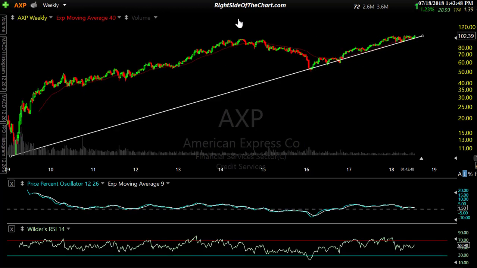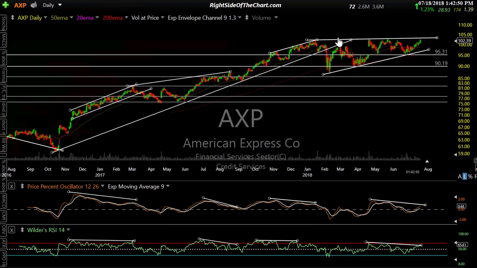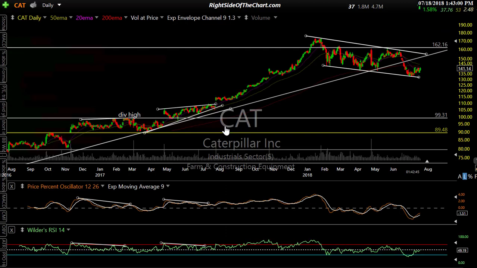AXP, there's your long-term trend line, still above it. And here's what it looks like on the daily chart. We have some negative divergence, so we don't have any sell signals yet, but this is a trend line to watch. And if that breaks, then you have a sell signal in AXP.